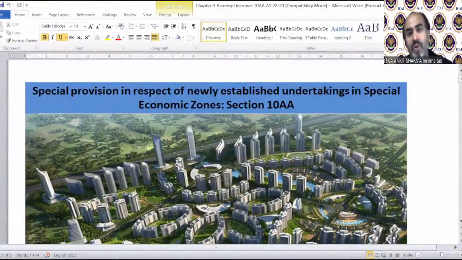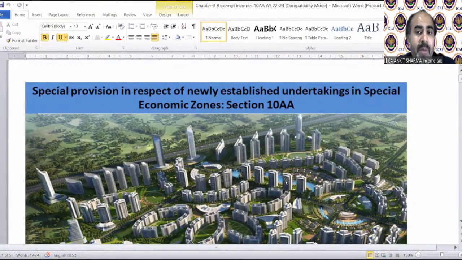Okay, so now moving on to our last topic, that is special provision in respect of newly established undertaking in special economic zone, section 10AA. You can say there are some areas which have been defined by the department as a tax holiday area or where tax advantage has been provided. So if you run any new business in that area, the government has named that area as a special economic zone. You have the tax advantages there.